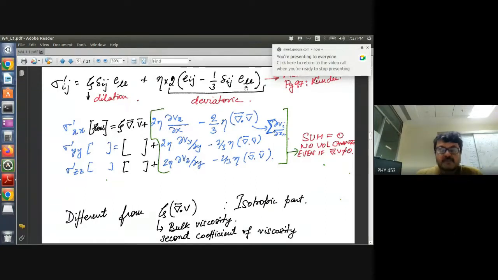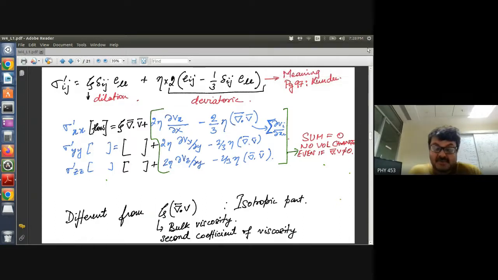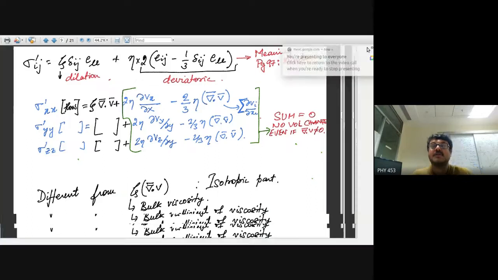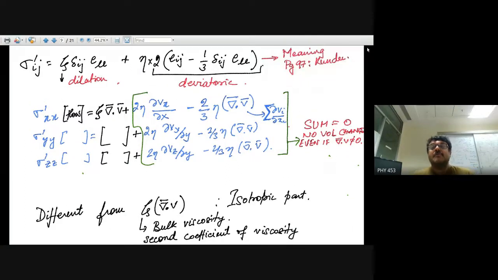So you could have contributions from finite stresses in the XX, YY, and ZZ directions, though the flow gradient will be such that the total volume remains unchanged, right? So that's the message here, and this is how the terms look.